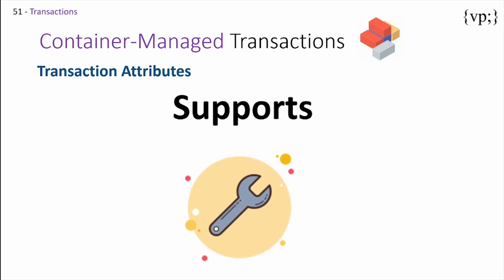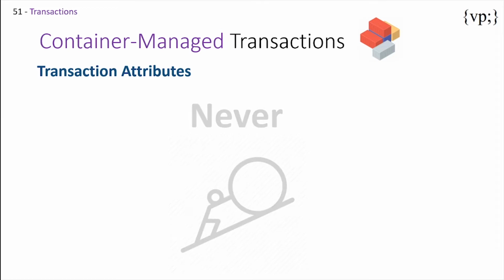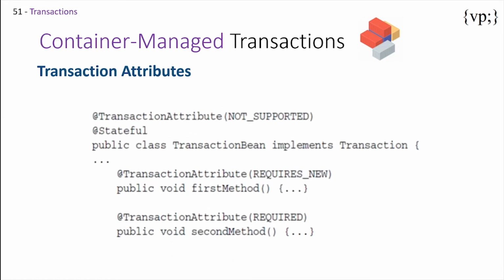If the client is running within a transaction and invokes the enterprise bean's method, the method executes within the client's transaction. If the client is not associated with the transaction, the container does not start a new transaction before running the method. And finally, there is Never. So this makes sure that the method never runs no matter what. And here's an example of these attributes in action. Right here you can see Not Supported, Requires New, and Required.